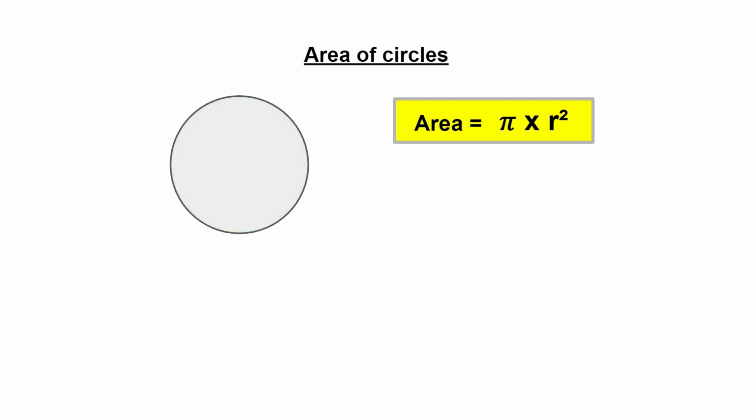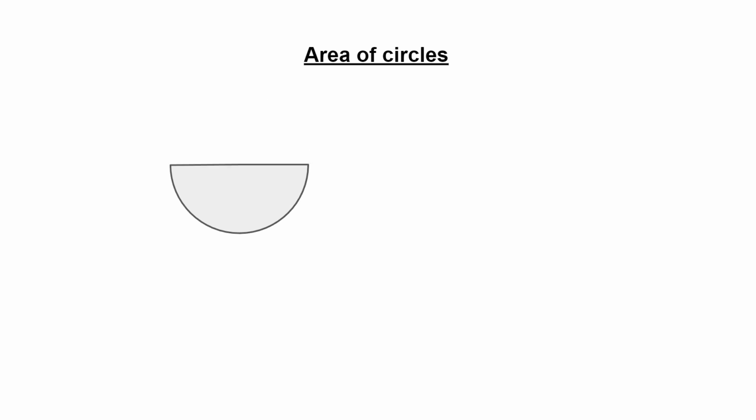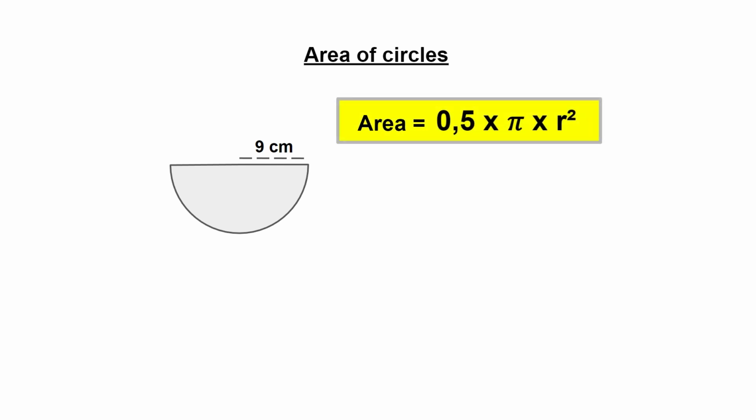So let's try calculating the area of another circle. This time a semicircle or half a circle with a radius of 9 centimeters. Remember, to calculate the area of any circle, we can use the formula pi multiplied by radius squared. But we'll need to make one change to our formula since we're calculating the area of half a circle. And the formula we'll need to use is 0.5 multiplied by pi multiplied by radius squared.